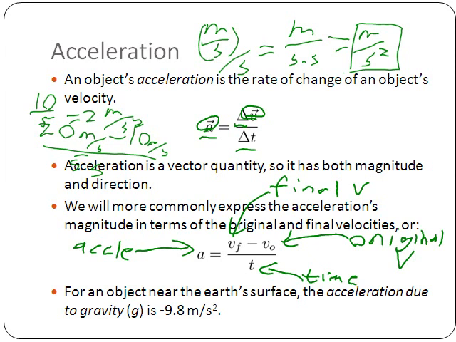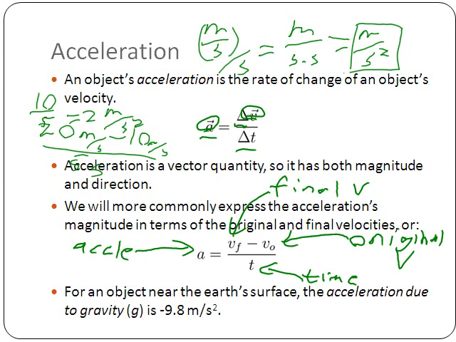Basically, if you're talking about the acceleration of a car, sometimes you'll see that in miles per hour squared. You could have units of other types, but most commonly we will use meters per second squared. That's the SI unit, so that's what we'll use here. Now, let's take a look at an example.